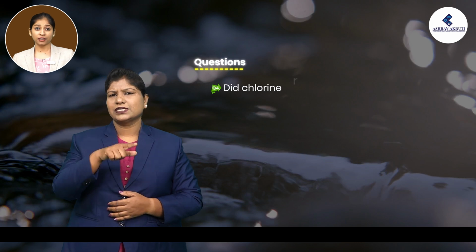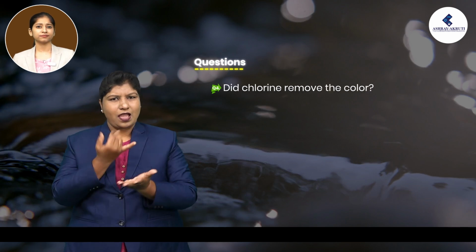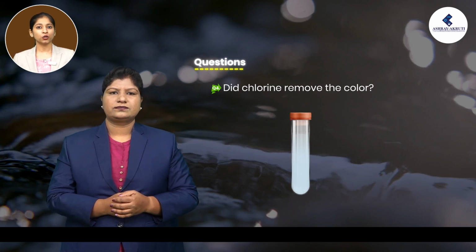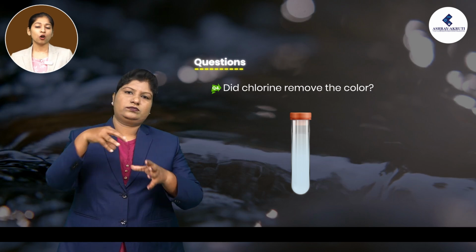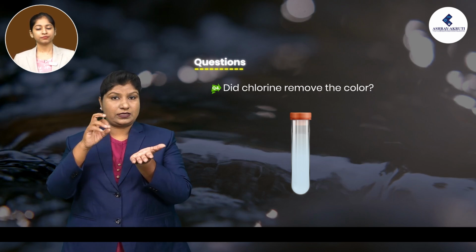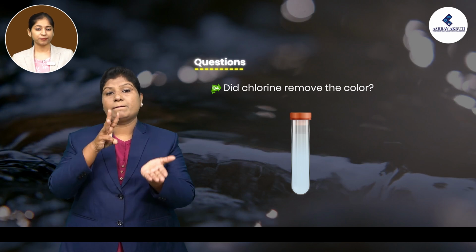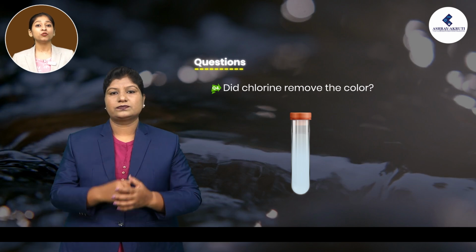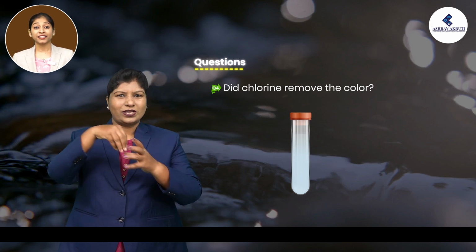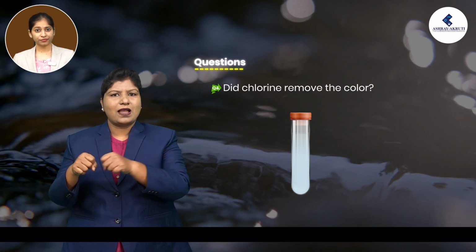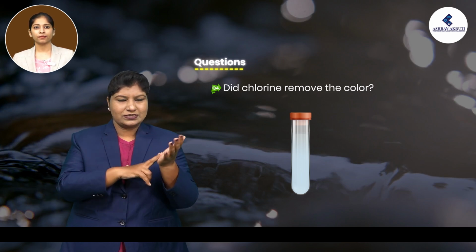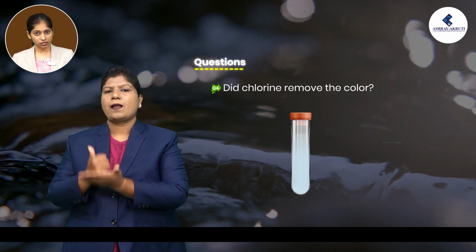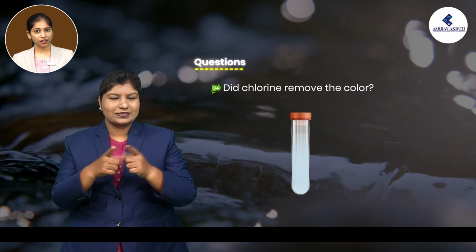Did chlorine remove the color? In addition to providing a residual, adding chlorine to water will also oxidize iron, manganese, taste, and odor components, remove color in the water, destroy hydrogen sulfide, and aid other water treatment processes such as sedimentation and filtration.